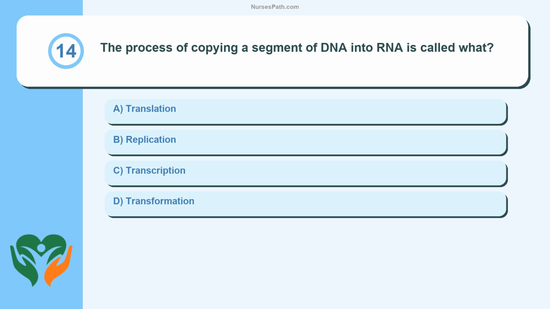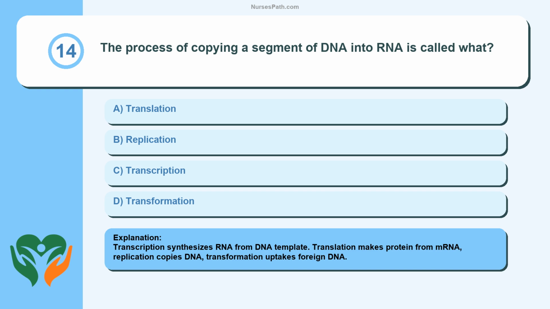Question 14. The process of copying a segment of DNA into RNA is called what? Translation, replication, transcription, transformation. Transcription synthesizes RNA from a DNA template. Translation makes protein from mRNA, replication copies DNA, transformation uptakes foreign DNA.